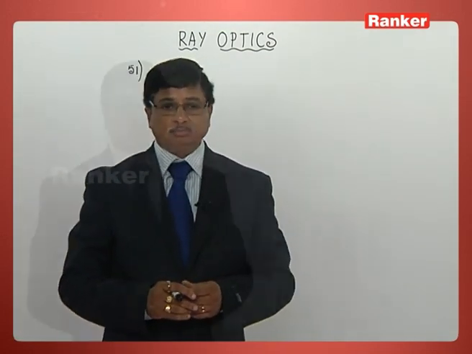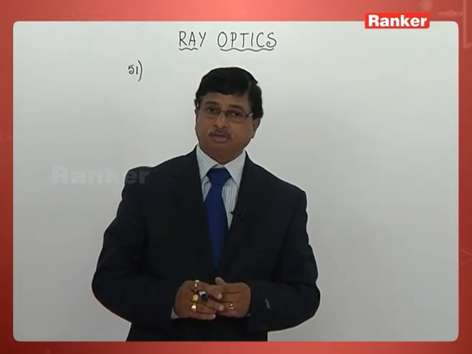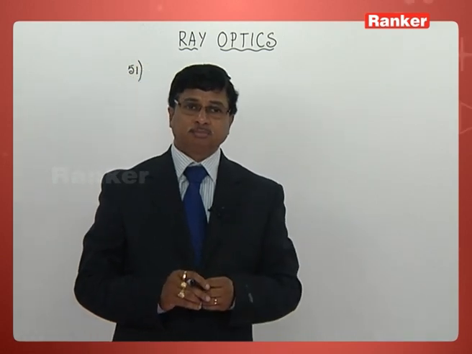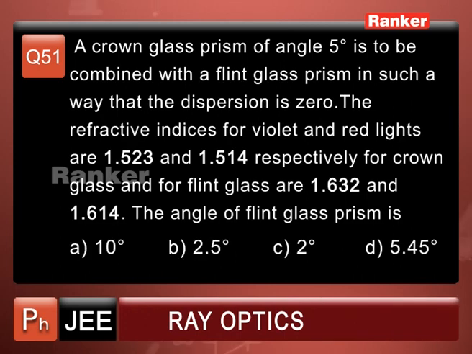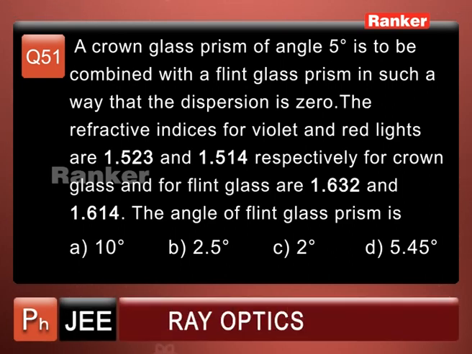Problem 51. One of the most important concepts, that is the deviation without dispersion concept. I will read out the question first. A crown glass prism of angle 5 degree is to be combined with a flint glass prism in such a way that the dispersion is 0.